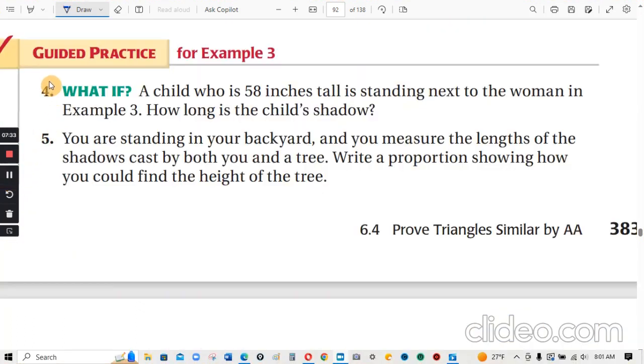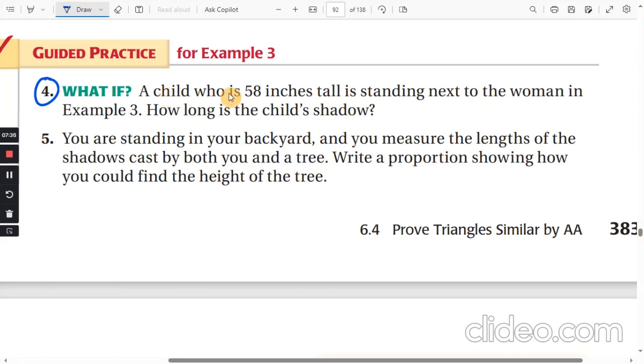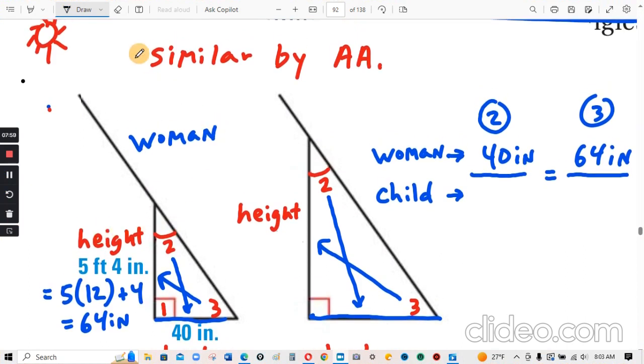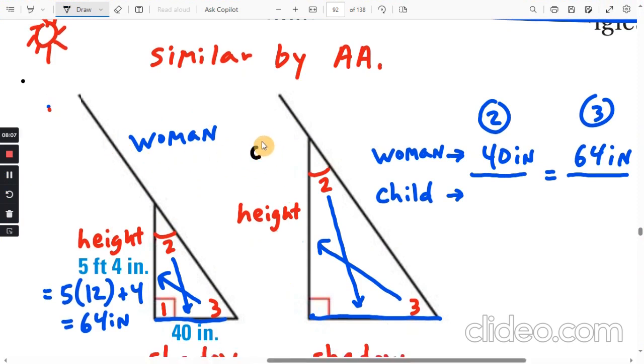All right, let's try example guided practice number 4. It says a child who is 58 inches tall is standing next to the woman in example 3. How long is the child's shadow? Okay, let's set up the triangles with the child being 58 inches tall, standing next to the woman. All right, so we have the same setup here. The two triangles are similar by AA, and we have the woman on this triangle, and on this triangle will be the child.